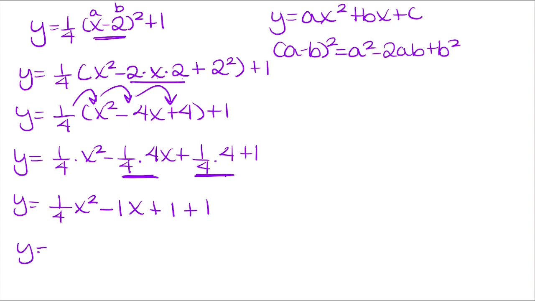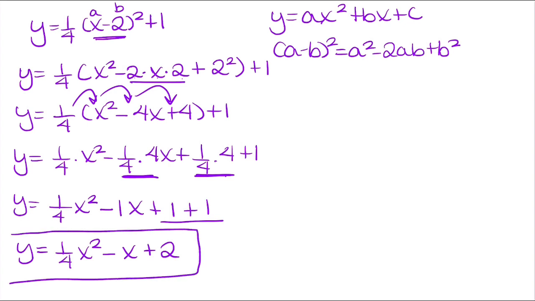Okay, so let's see what we can simplify here. So we have 1/4 x squared minus 1x, I'm just going to write as minus x, and then I have 1 plus 1, that's just going to become 2. So this is now my equation in standard form, right? So notice that this is in y equals ax squared plus bx plus c form.